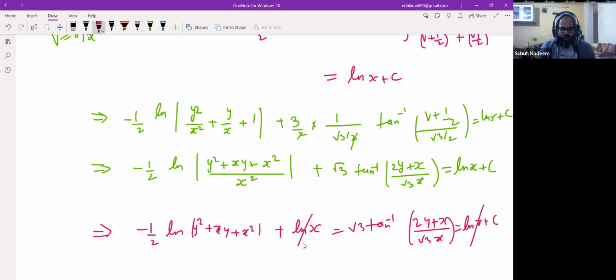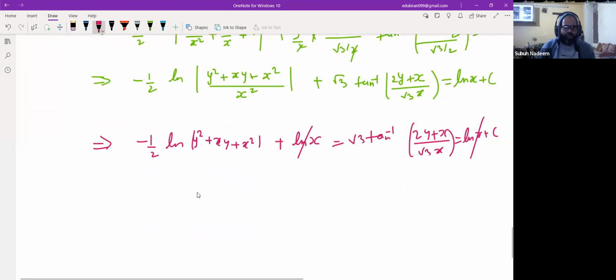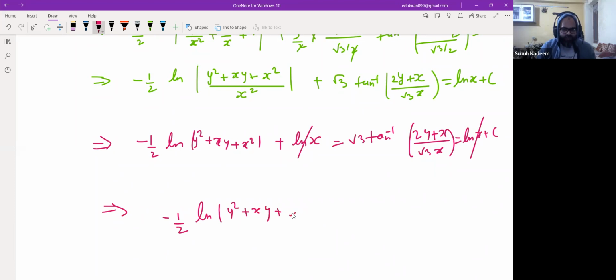And log x will get cancelled from both the sides. So it is better to do the simplification. So finally, it would become minus half log of y square plus xy plus x square. So this is quite a lengthy question. I was not expecting this question to be so lengthy. So plus root 3 tan inverse 2y plus x by root 3x equals c. This will be your answer.